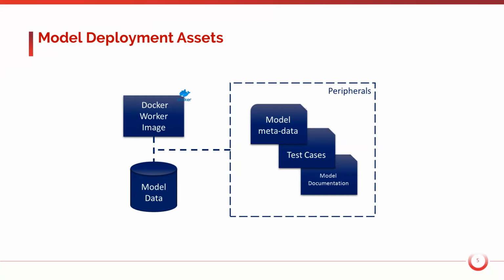If model providers are deploying to a software as a service provider, those software as a service providers will generally have some stipulations about what kind of peripheral assets they require. But the core assets are the model data and the worker image, and then the peripheral assets are really there just to make everything run a bit more smoothly in a deployment and ensure that it's deployed properly.